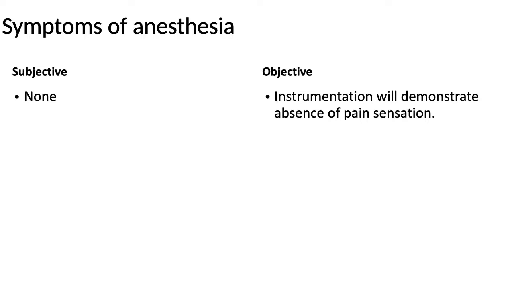The symptoms of the anesthesia include both subjective and objective symptoms, whereas in this block, the patient does not have any subjective symptoms. The only way to know the effectiveness of this nerve block is by instrumentation, which will demonstrate absence of pain sensation.